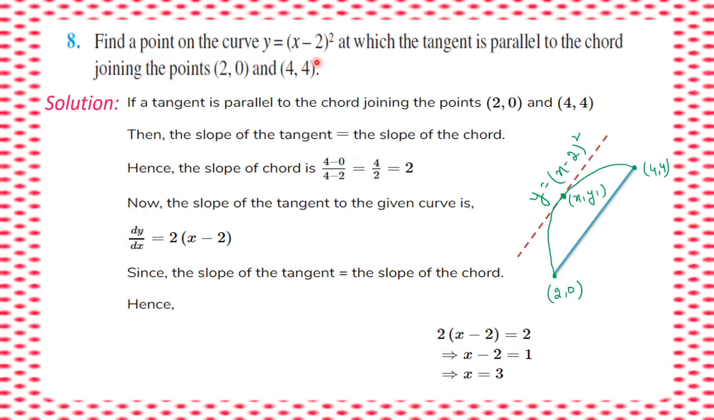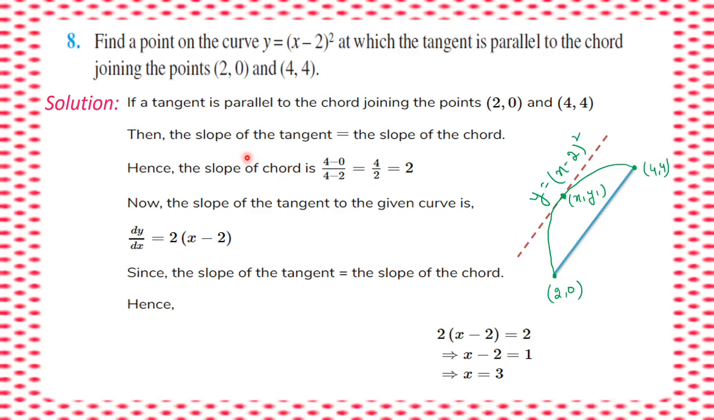Find a point on the curve y equal to x minus 2 whole square. Let's say this is the curve, green one, y equal to x minus 2 whole square, at which the tangent is parallel to the chord. Then draw a tangent, let's say at this point x1, y1, and there is a tangent which is parallel to this chord, blue one, which is joining the points 2, 0 and 4, 4. So 2, 0 and 4, 4.